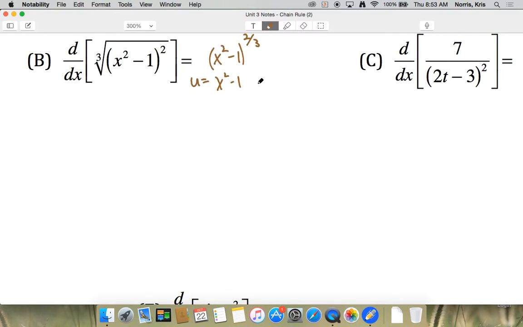And du equals what? Which du is just u prime, 2x. And that's with respect to x. That's the derivative of u with respect to x. How did we get to the top one? We took the cube root away, to the 1/3 power, and then multiply by 2.